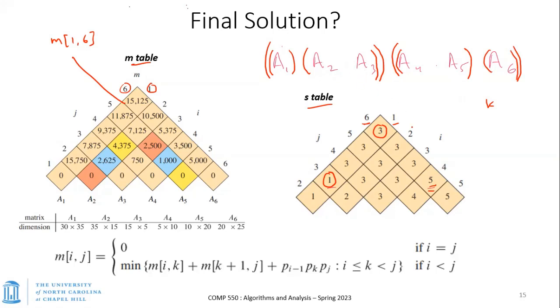If you're doing A2 to 3, you can also check that, but that's kind of obvious. A2 to 3 would be at A2. There are just two matrices, so there's only one way to apply them. So that's essentially the solution for the matrix chain multiplication.